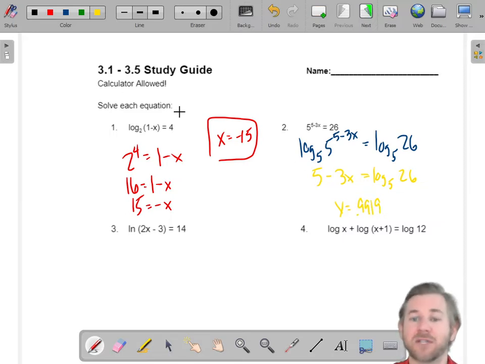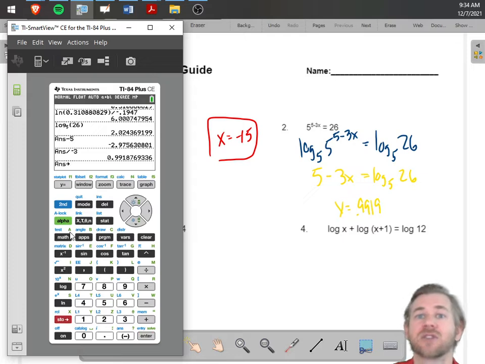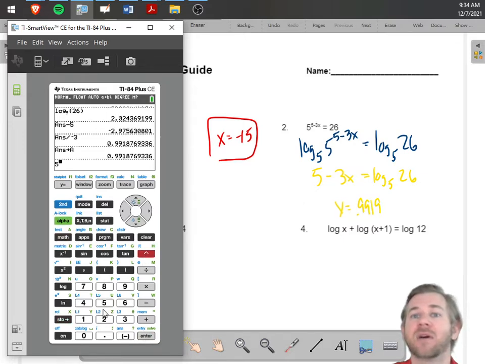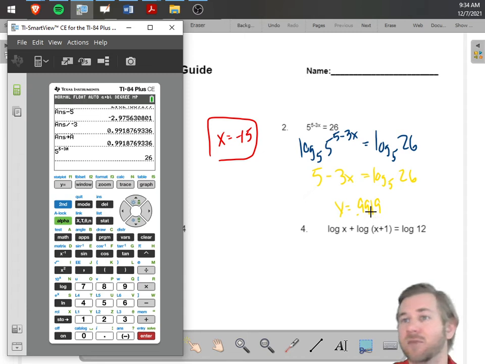These are good problems to check, so let me show you how to check it. Store it as a variable. I always pick a. 5 to the power of 5 minus 3a. Hopefully I get 26. Good, I know I did it right, so 0.9919.